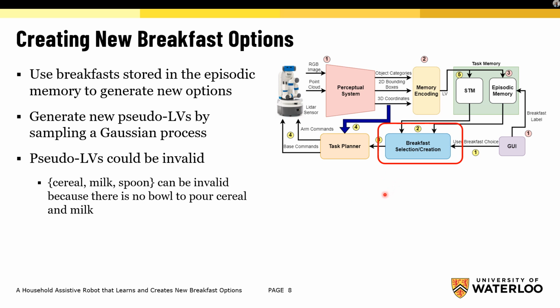We also developed a creativity module to allow the robot to generate new breakfast options that were never learned from the user. For this, we use the data stored in the episodic memory to initialize a Gaussian process, which is then sampled to generate pseudo-latent variables that could possibly be different options that were never learned by the robot. Notice that these pseudo-latent variables could still be invalid options. For example, there could be an option like cereal, milk, and spoon with a bowl missing to pour the cereal and milk.